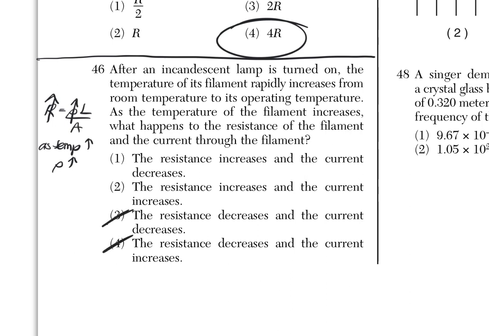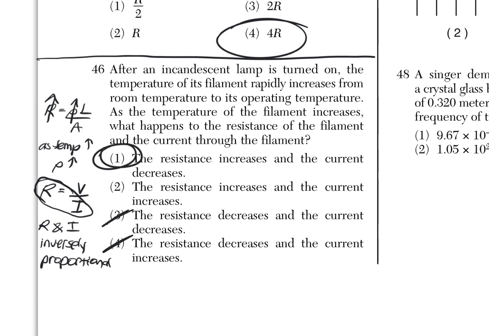And then if resistance goes up, we also know that current goes down. That's one of the best examples of an inverse proportion. R and I are inversely proportional. That's why they call it resistance. It resists current. So as resistance goes up, the current goes down. So that is choice 1.